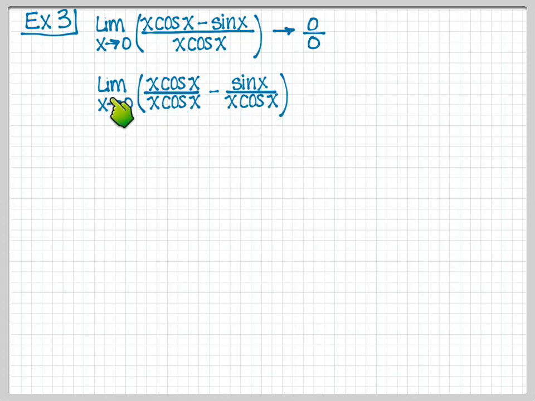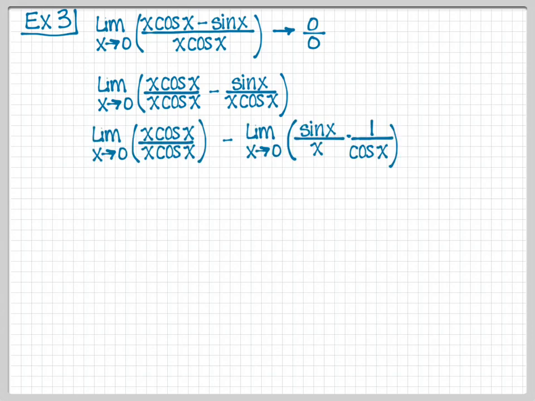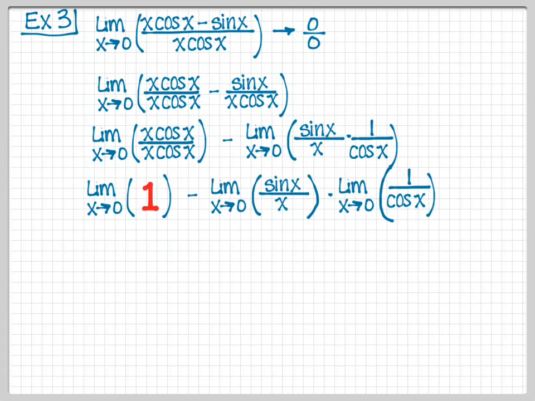So I have the limit of a difference, which means I can break that up into the difference of the 2 limits. And this right here, well, that's 1. I have the limit as x goes to 0, but this inside, x cosine of x divided, that's going to be 1. Over here, I took sine x over x cosine x, broke it up into the product, like we did before, and I now have this limit statement.